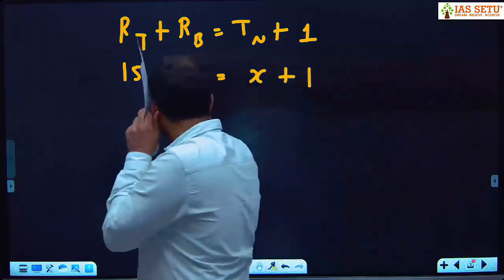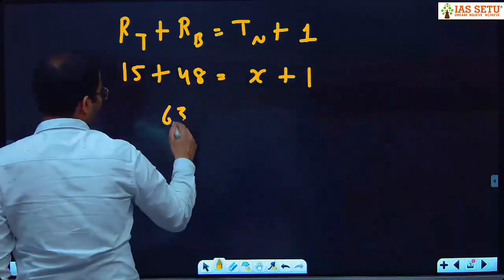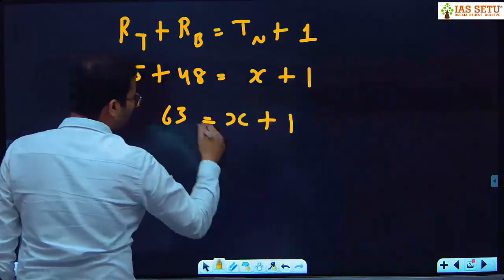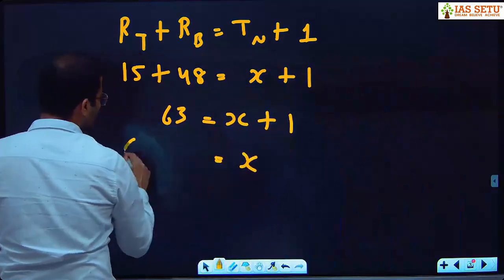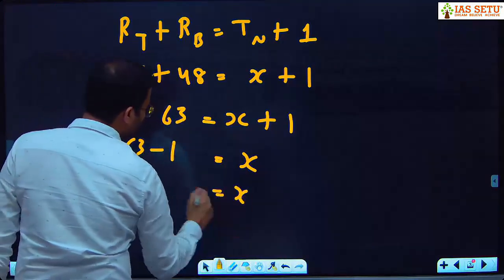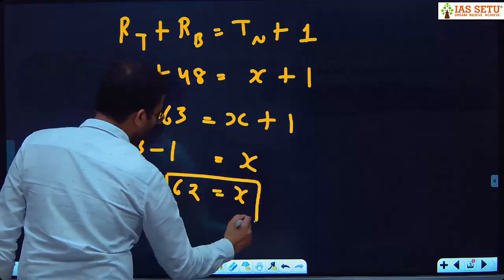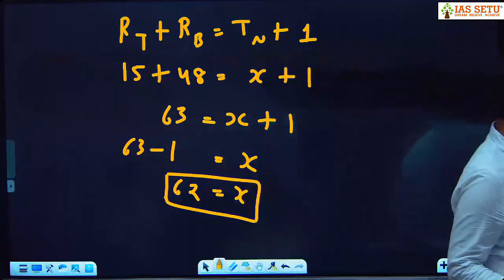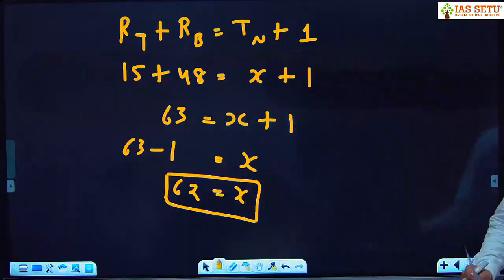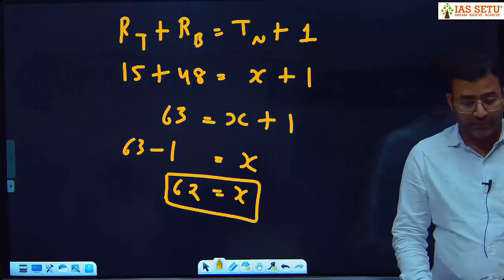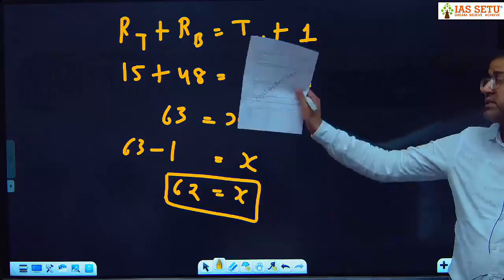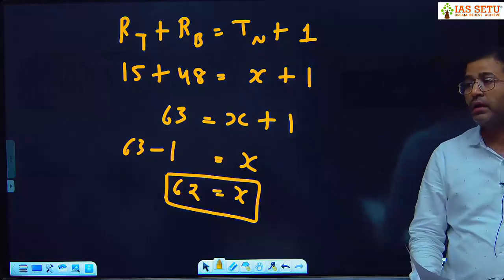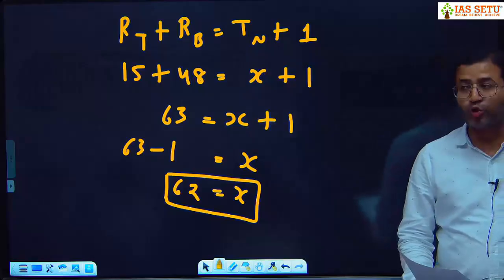So now here, what is this? 15 plus 48 is equal to 63. x plus 1, we take 1 this side. So x is equal to 63 minus 1. x is equal to 62. Okay. Ranking from the top plus ranking from the bottom is equal to total number plus 1. 2, 3 we will do later.